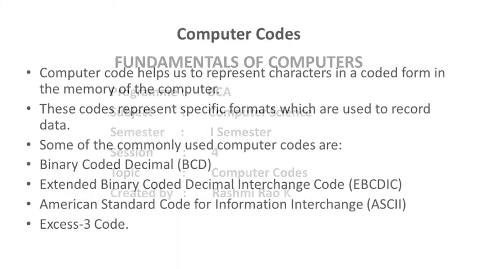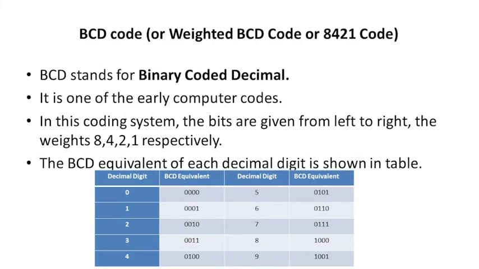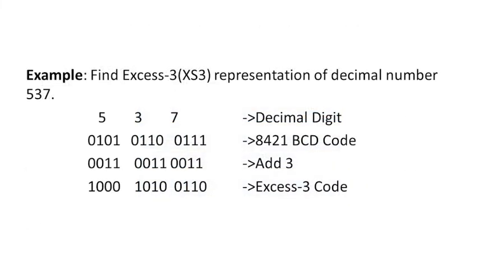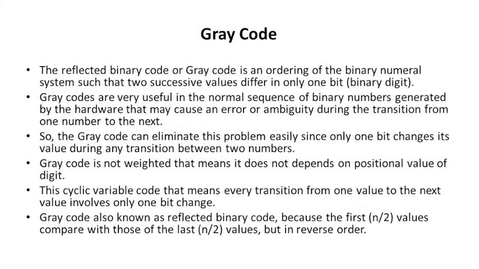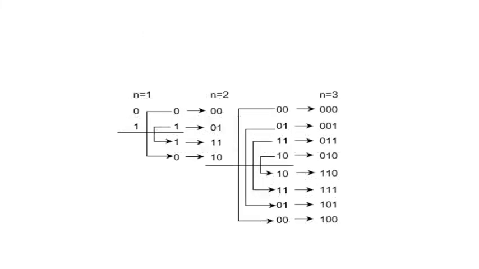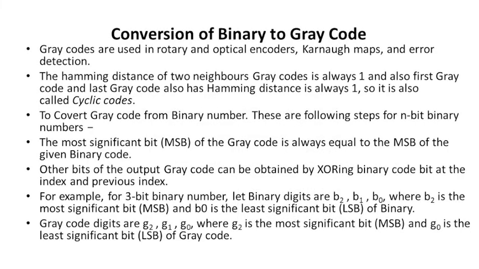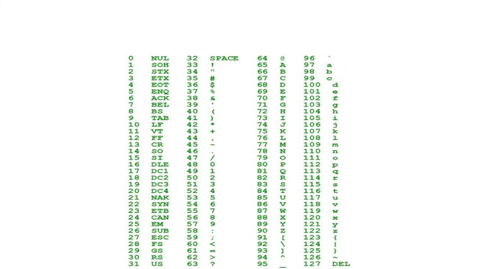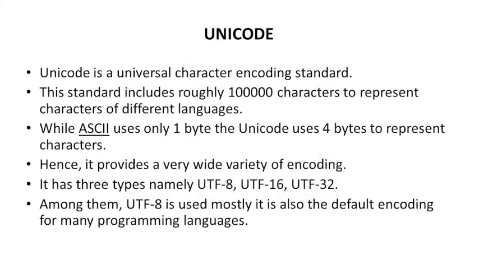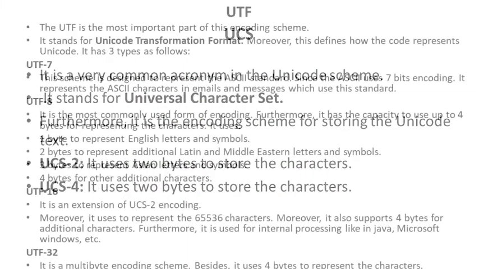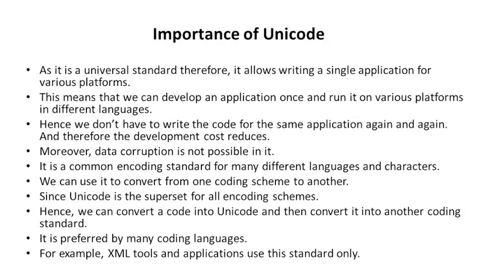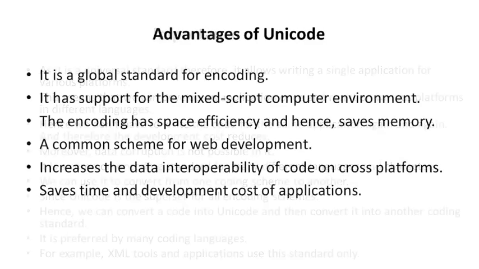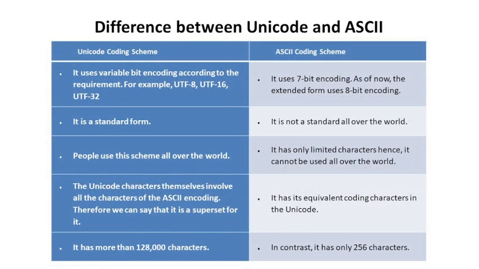This is about this session. In this session, we discussed what is a computer code, what is a BCD code, what is an XS3 code, what is an EBCDIC code, what is a gray code, how to construct a gray code, how to convert binary code to gray code, and how to convert gray code to binary code, what is an ASCII code, the ASCII code table, and what is Unicode, what is UCS, what is UTF, what is the importance of Unicode, what are the advantages of Unicode, and what are the differences between Unicode and the ASCII code. So these are all the topics that we have discussed in this session.